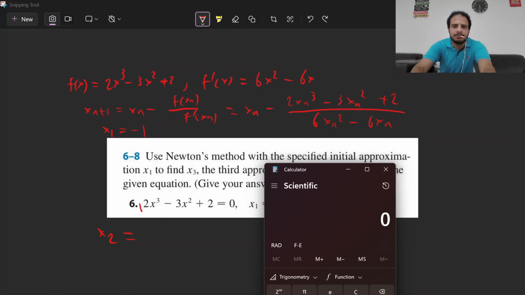Let's do it. So minus 1 minus, open parentheses, 2 times, open parentheses, minus 1, close, to the power of 3, then minus 3 times, open parentheses, minus 1, close, squared, then plus 2, close, then divide, open, 6 times minus 1 squared, then minus 6 times, open parentheses, minus 1, close. Now we get the result, minus 0.75.